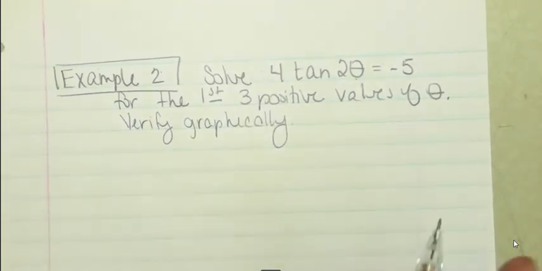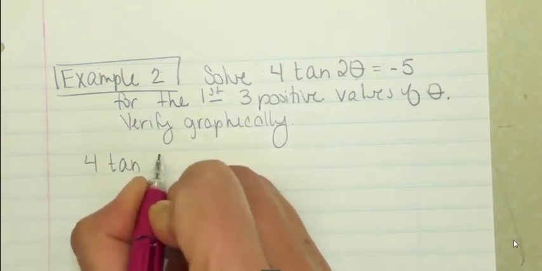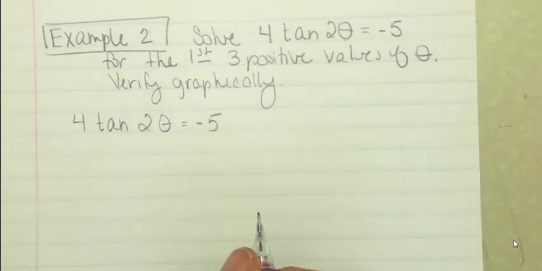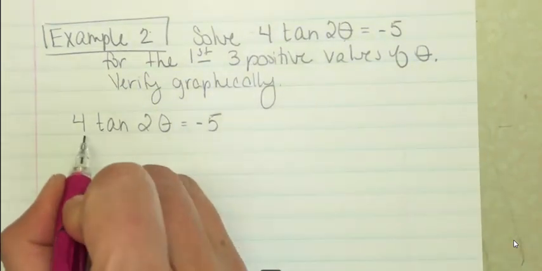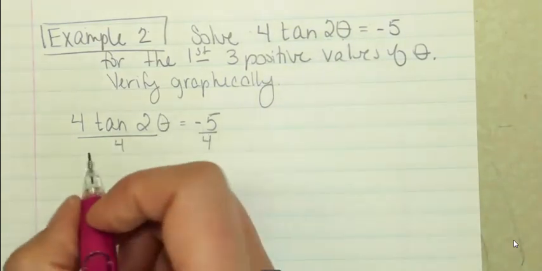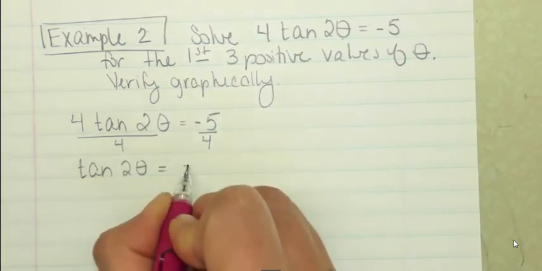Alright, so I'm going to start by solving this. Or I'm going to solve it partially, you'll see. Then we'll talk about whether it's positive or negative. So I'm going to divide both sides by 4, so I can get tan by itself. That's the goal. So I get tan of 2 theta equals -5/4.